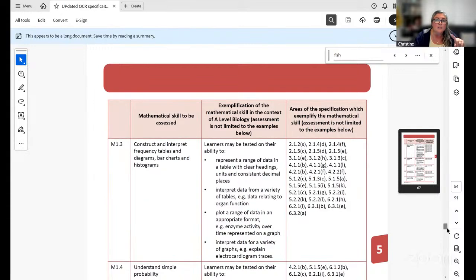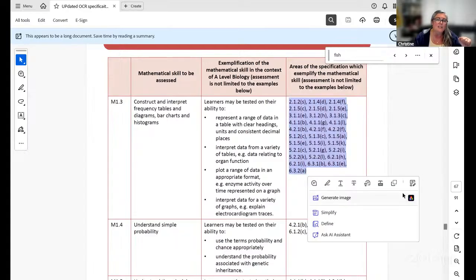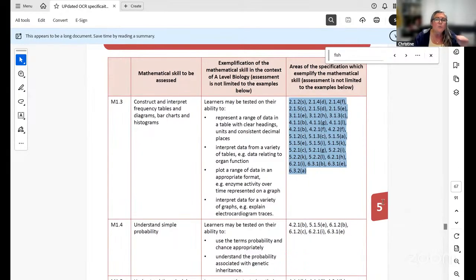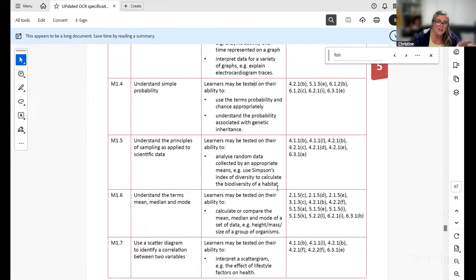If you scroll down, this was where I was showing you the different things. So for those of you about graph drawing, construct, interpret frequency tables and bar charts, look at all the places that they could actually assess you on. So they could give you data on any of these topic areas. Understanding simple probabilities, any of these topic areas. So the key thing is your specification is there as a guide for you. And so that should be where you go to when you're doing your revision and when you're looking at what you need to basically get better at.